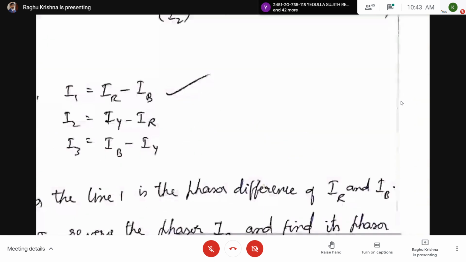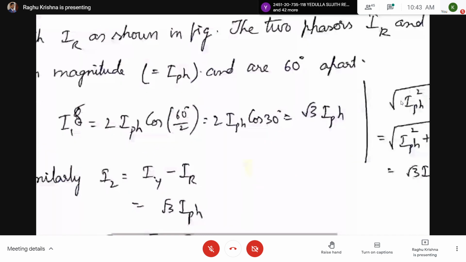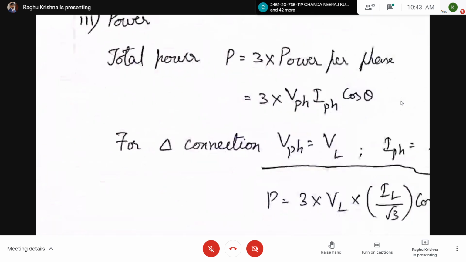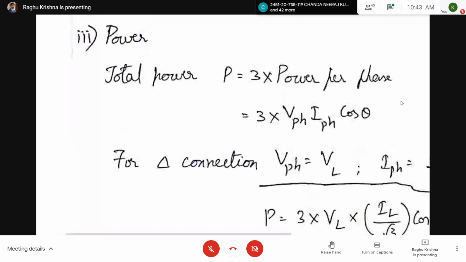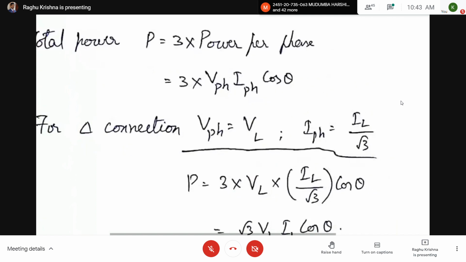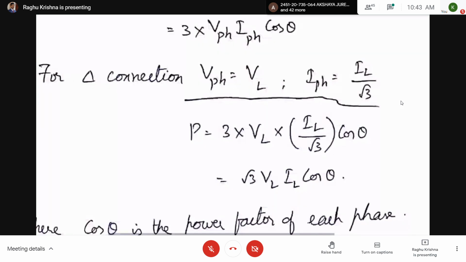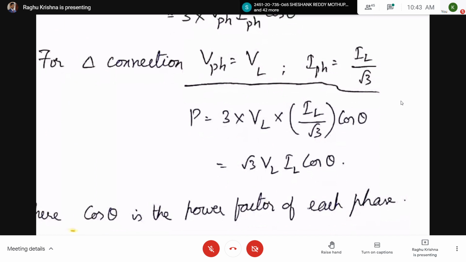So this is about the delta connection. If you calculate the total power, it is equal to 3 times the power in each phase. Power in each phase equals V phase I phase cos theta. Now substitute the values of V phase in terms of VL and I phase in terms of IL. You get power equal to root 3 VL IL cos theta, where theta is the angle between phase voltage and phase current.